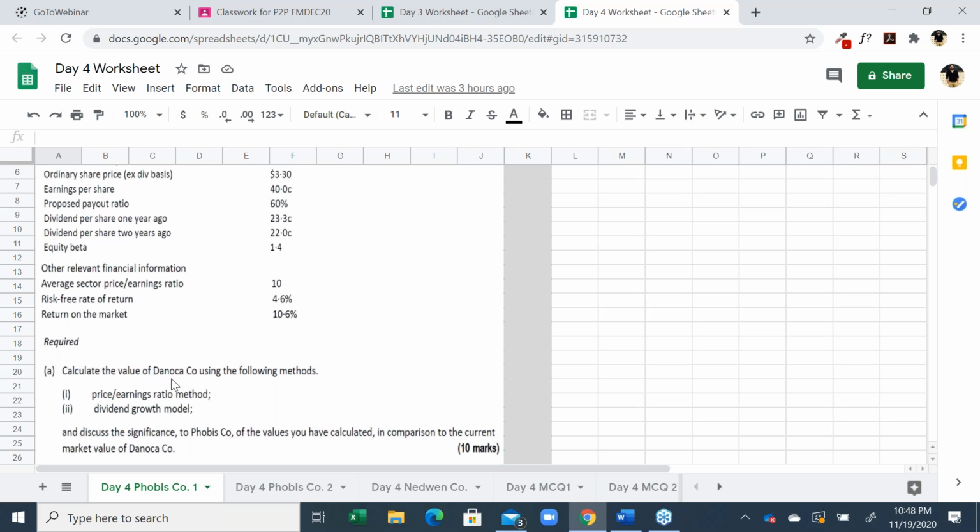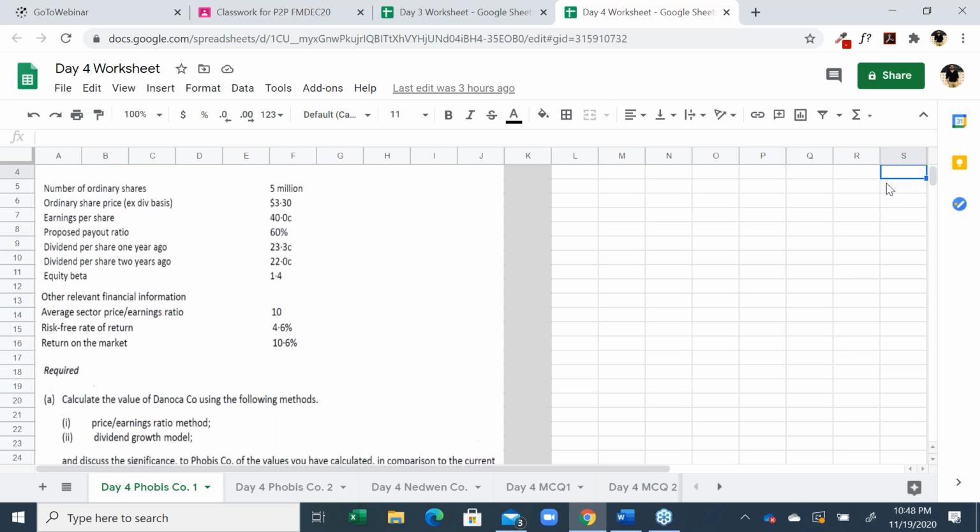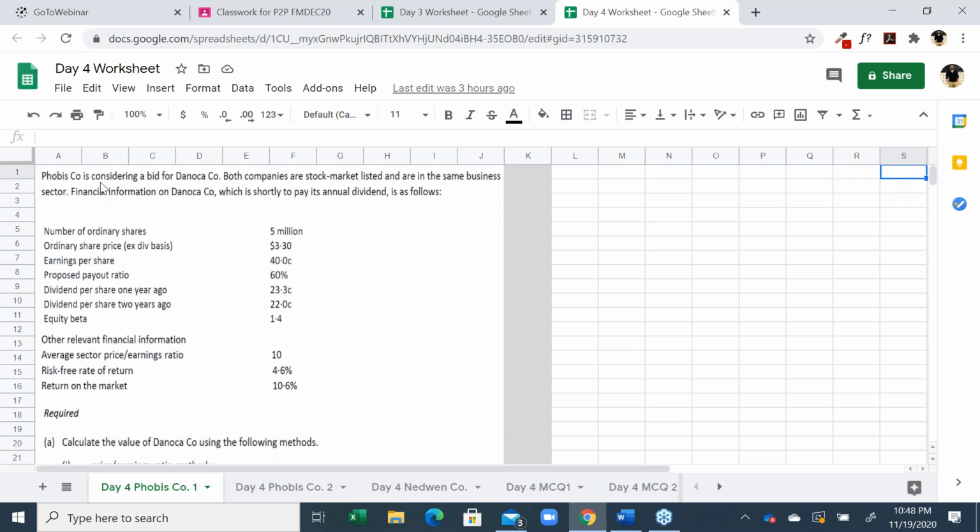Calculate the value of Denoka company using the following methods: price/earning ratio method, dividend growth model, and discuss the significance to Forbes company of the values you have calculated in comparison to the current market value of Denoka company. So let's start solving it. Forbes company is considering a bid for Denoka company, and both companies are stock market listed and are in the same business sector. And financial information for Denoka company, which is shortly to pay its annual dividend, is as follows.